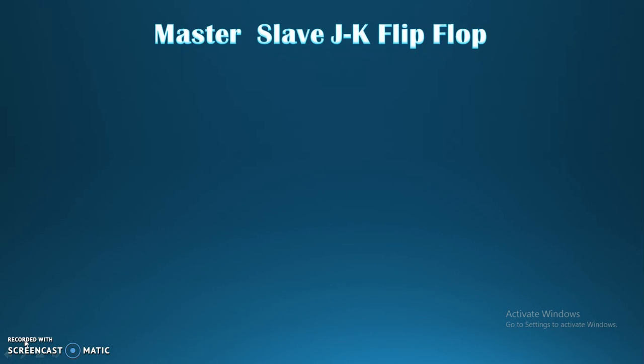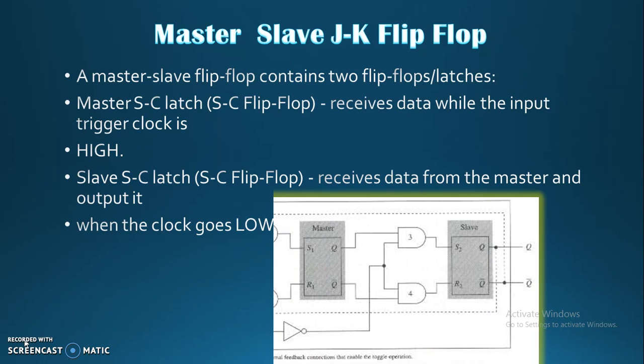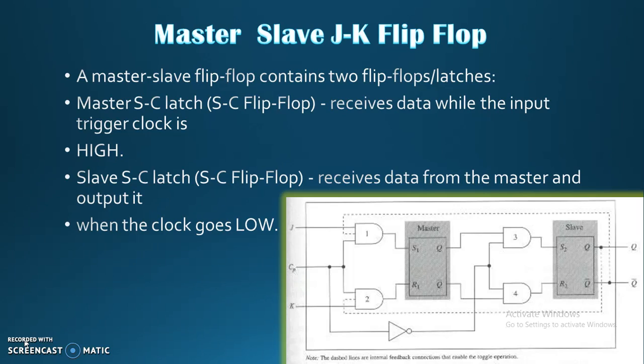At last, the type of flip-flop is the master-slave JK flip-flop. A master-slave flip-flop is a combination of two clocked latches. The first is called the master and the second is the slave. The master is positively clocked but the slave is negatively clocked. This implies the following.